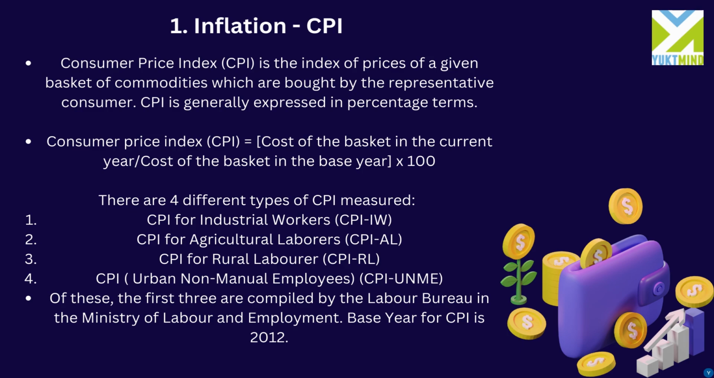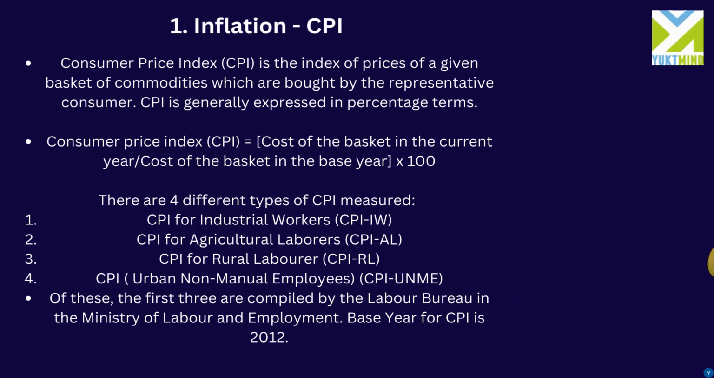Because it is closest to the consumer in terms of general price levels of goods and services in the market. So there are four different types of CPI which are measured. The first one is CPI for industrial workers. The second is CPI for agricultural laborers. The third is CPI for rural laborer. The fourth is CPI for urban non-manual employee. So out of these, the first three are compiled by Labor Bureau in the Ministry of Labor and Employment. And please remember the base year for CPI is 2012.